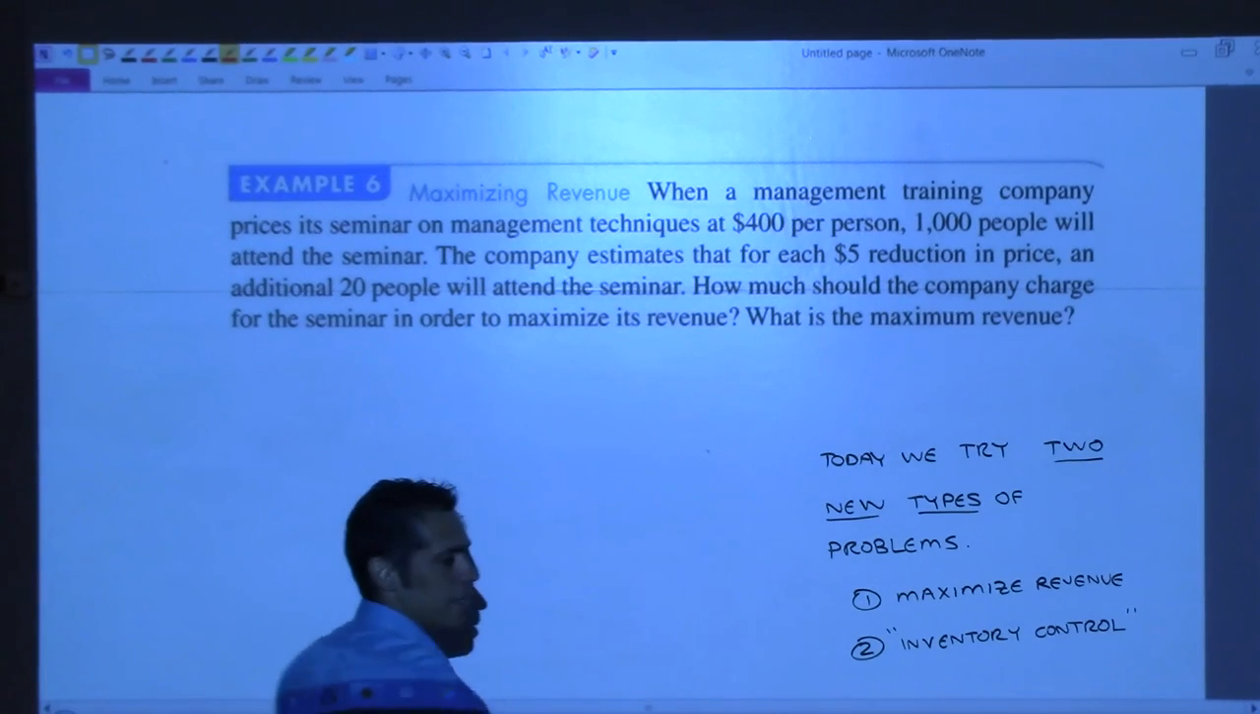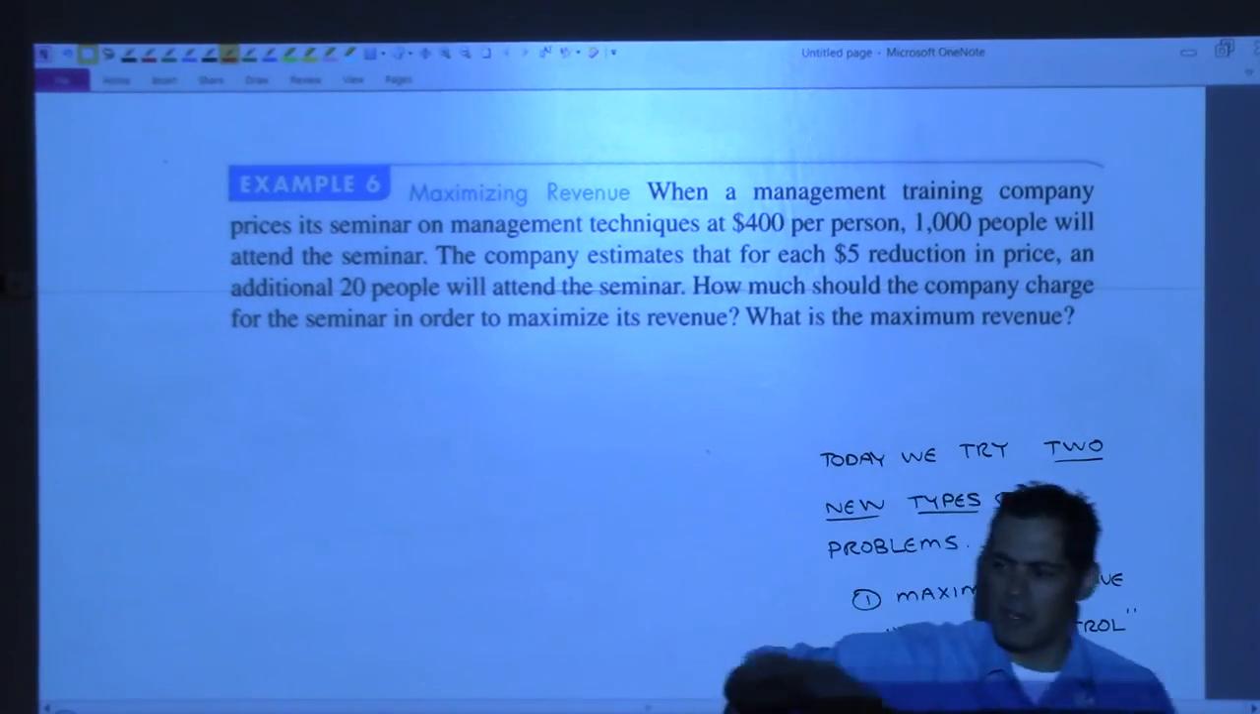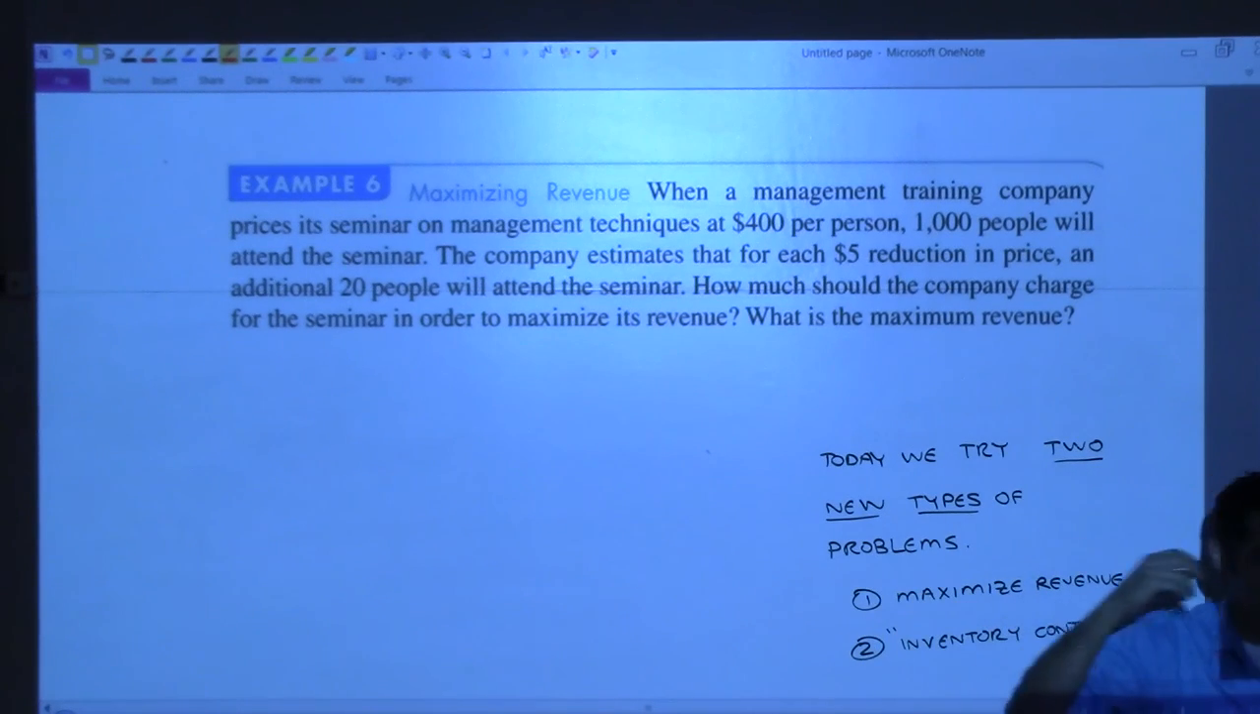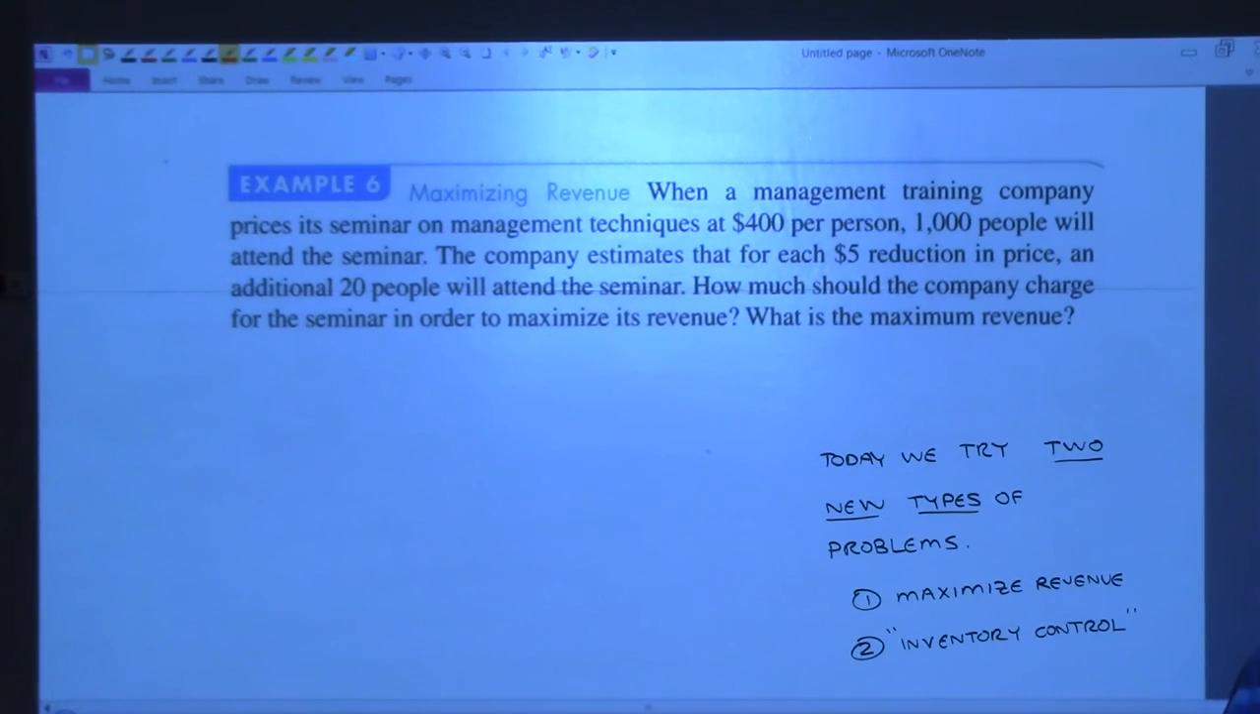So let's take our time and read through this. Maximizing revenue. When a management training company prices its seminar on management techniques at $400 per person, 1,000 people will attend the seminar. All right, so you got this company, they're going to be doing a seminar at some hotel. People are going to pay to go to it. If you ever become a professional out in the real world, a lot of times if you're in business, I'm sure there's seminars you can go attend to learn stuff, right? So you pay to go to the seminar, right? And if they charge $400 a person, this company is expecting 1,000 people are going to go.